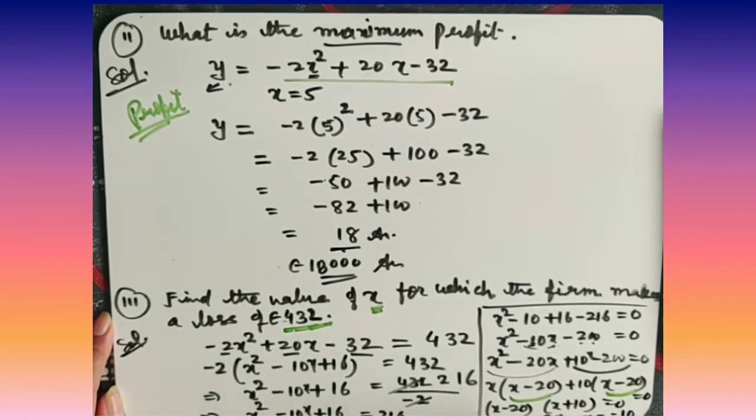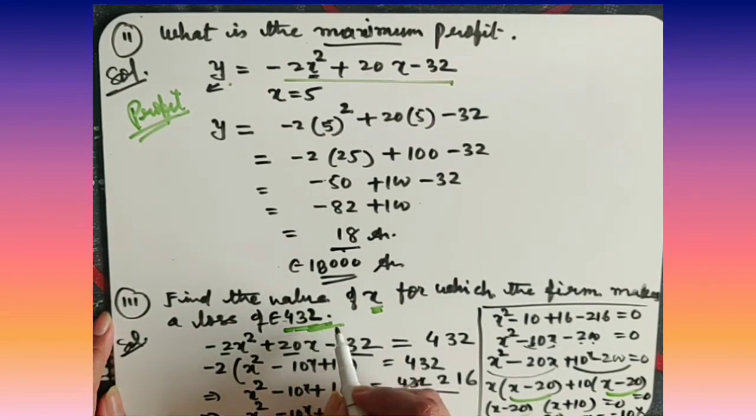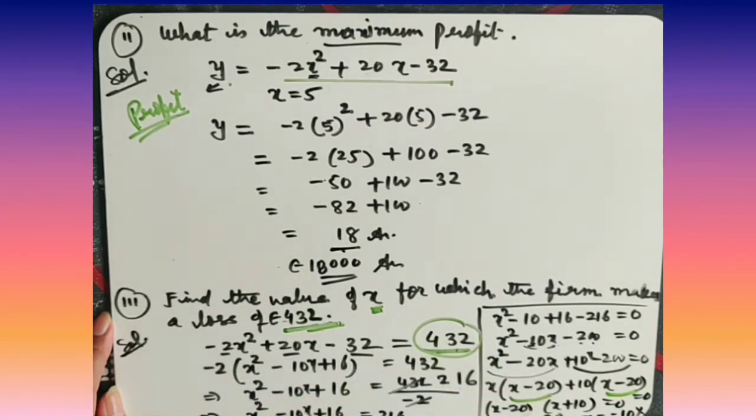As the quantity cannot be negative, we cancel this one out. Our quantity is x equals 20. So if the quantity is x equals 20, the profit function gives a loss of 432 euro.